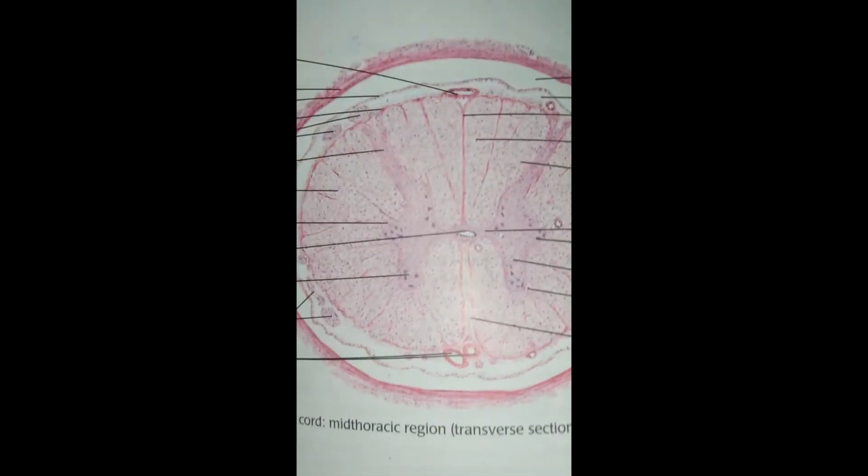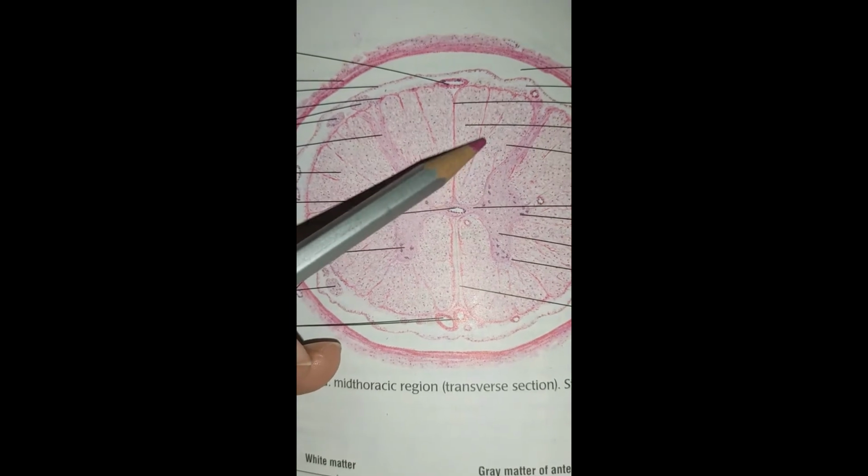So now we come to the white matter. The white matter is divisible into three parts: the posterior white column, the lateral white column, and the anterior white column.